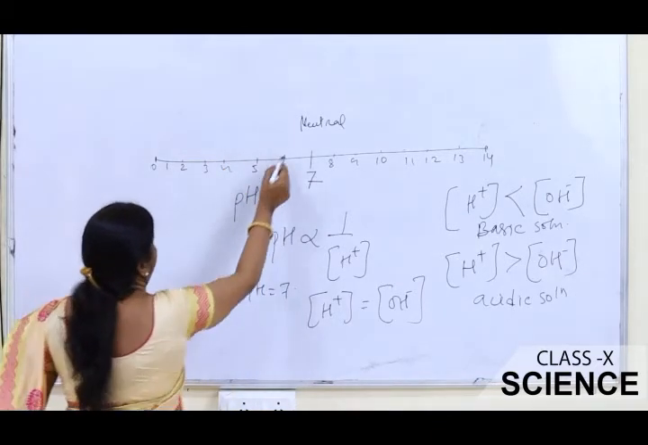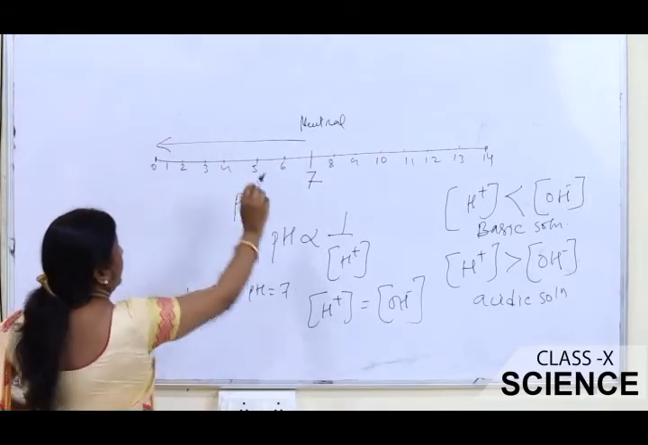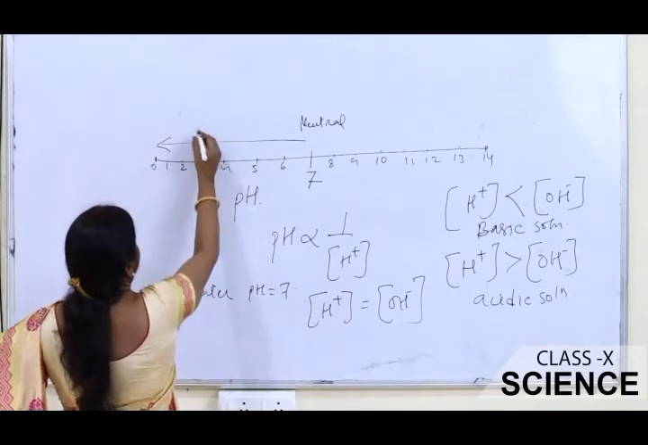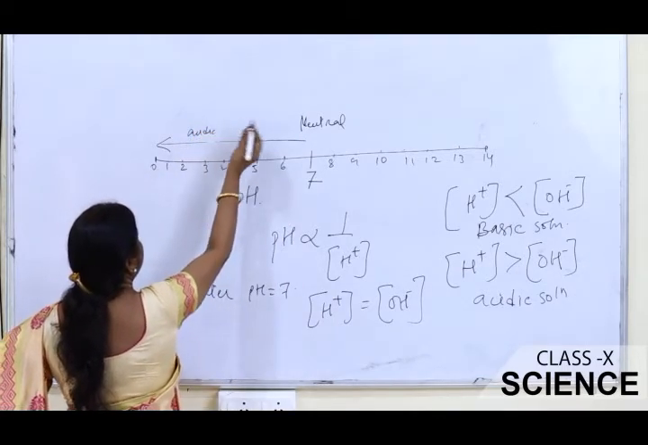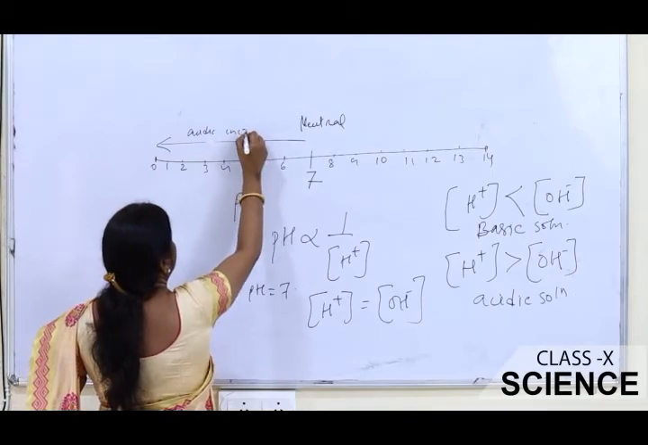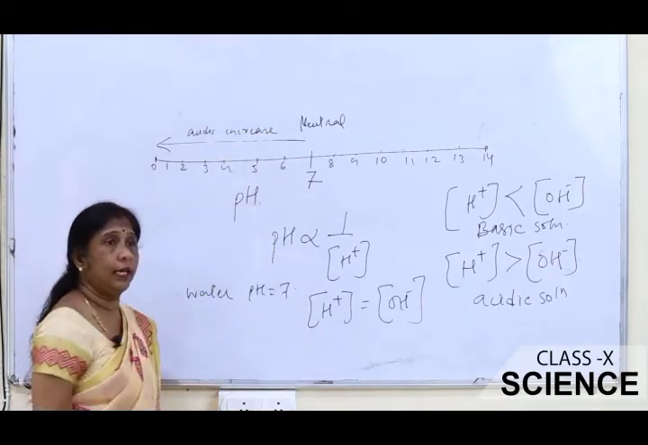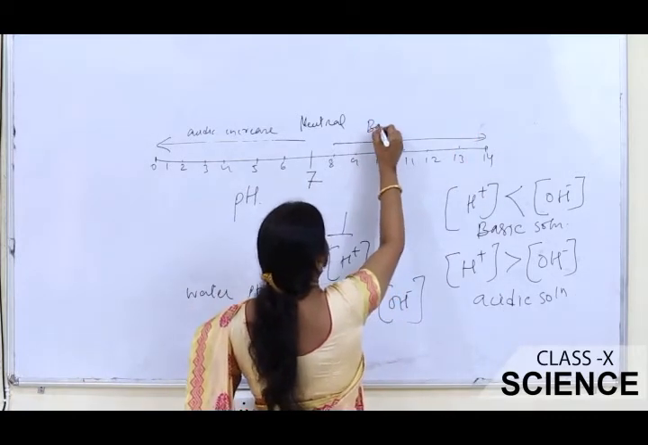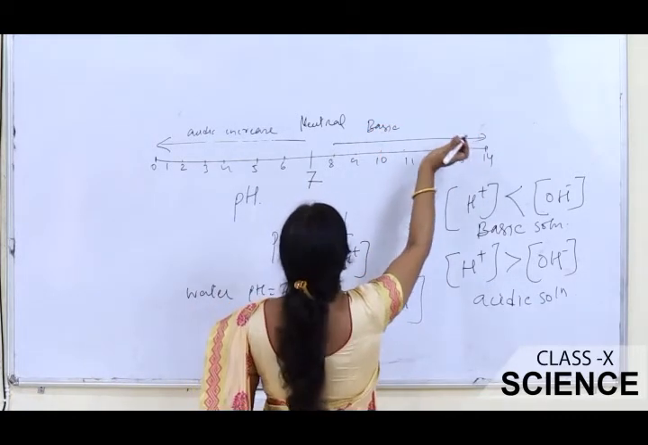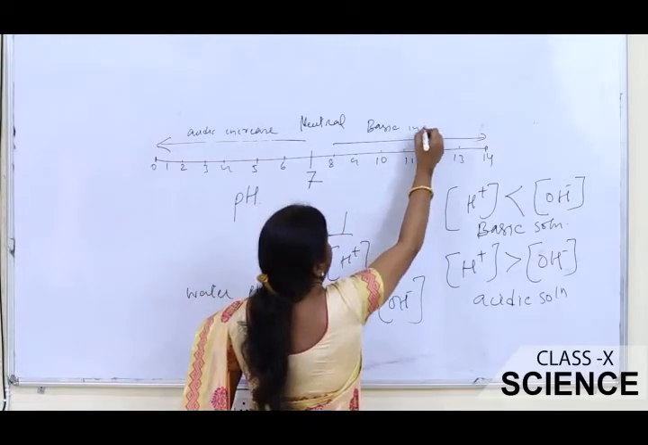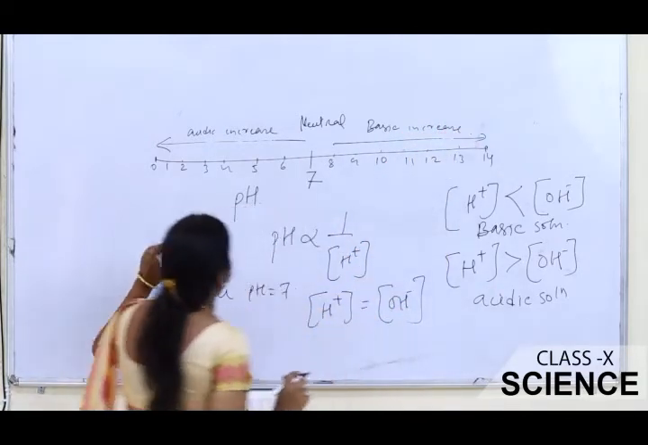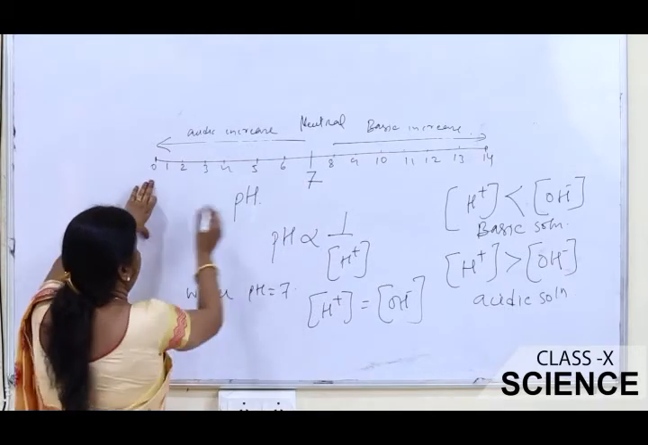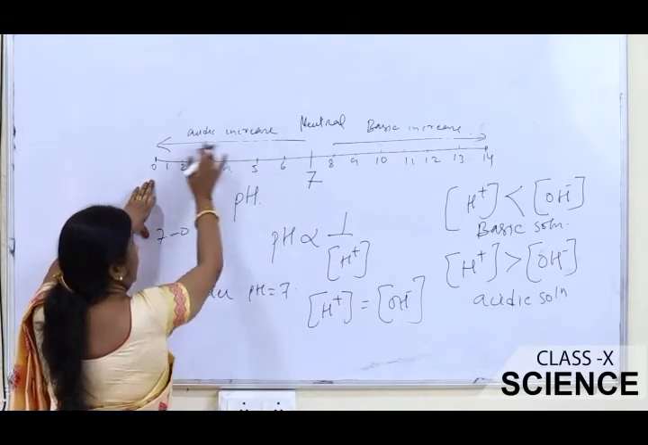See here, as this is a pH scale, as we move from 7 to 0, the acidic character increases, right? The acidic character increases. As we move from 7 to 14, what is happening? The basic character increases, right? See here, when you move from 7 to 0, the acidic character is increasing.